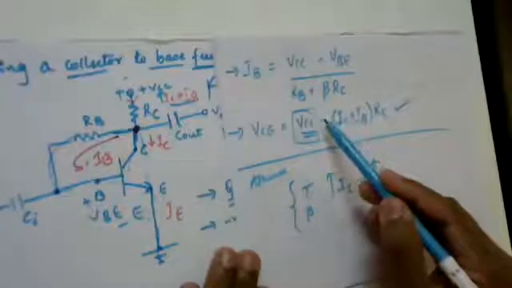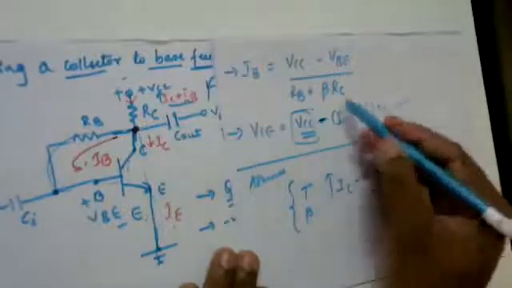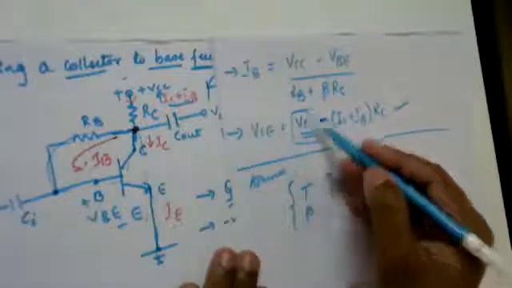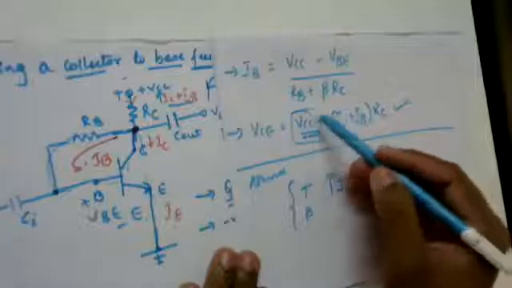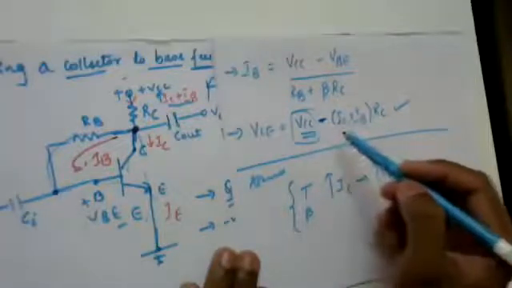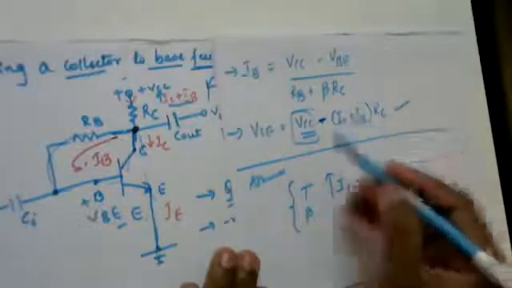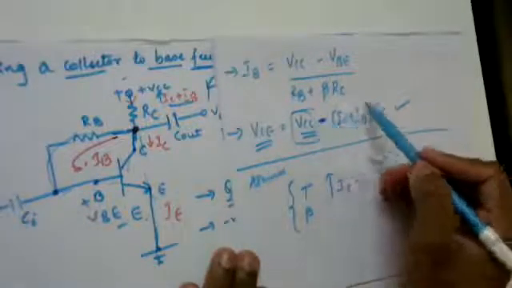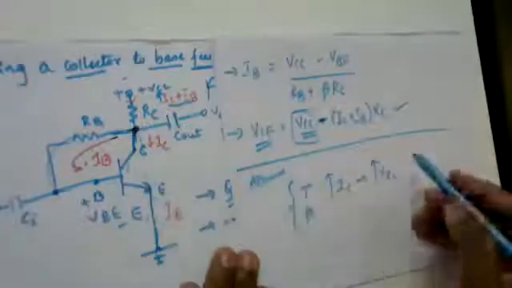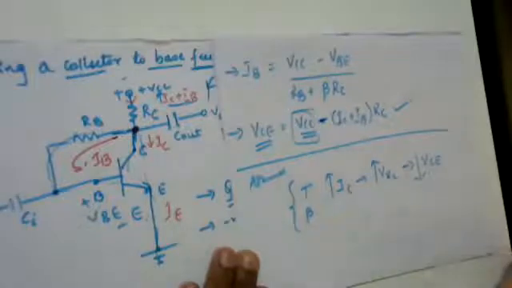So it means you are subtracting. This is very, very important. You are subtracting a large quantity from a fixed quantity. Because of the increase in the value of IC, what happens to VC? Since you are subtracting a large quantity from the fixed quantity, my VCE is going to decrease.